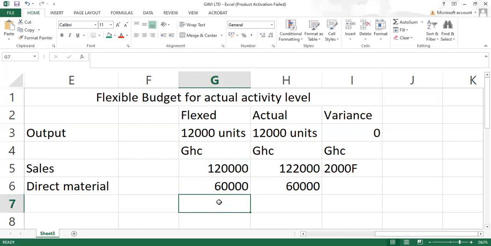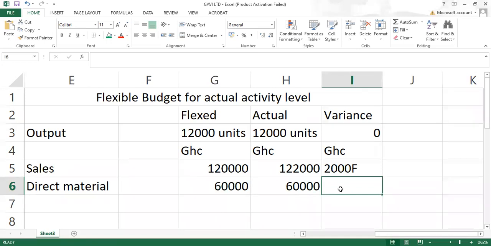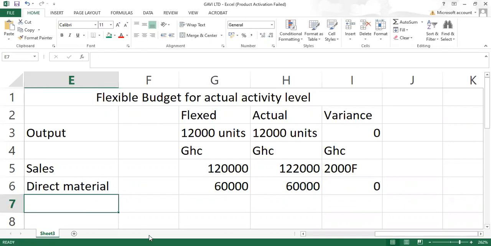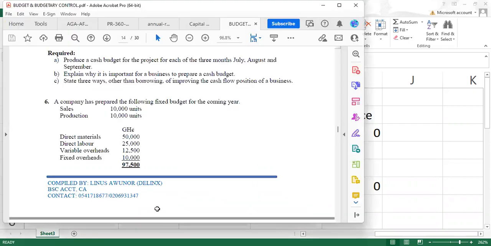Yes. So compare the two, the flex and then the actual. They are the same, right? Yes. So you put zero, dash. The next item is what? Direct labor.